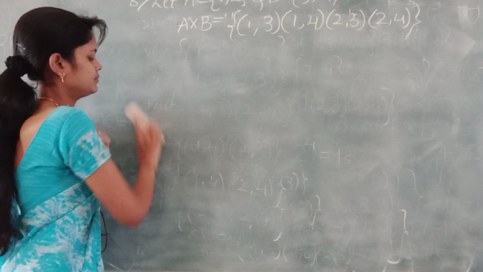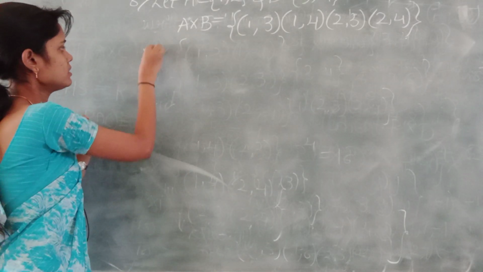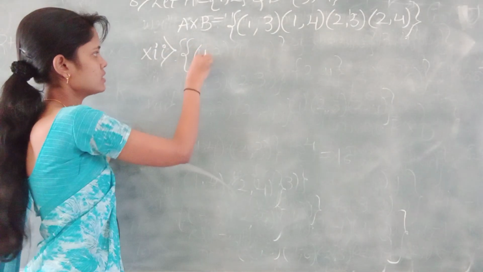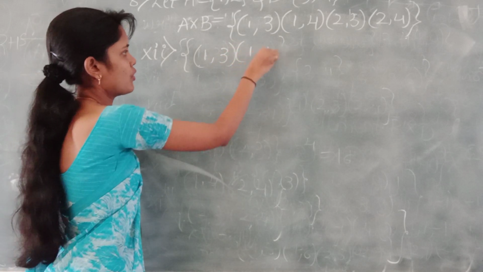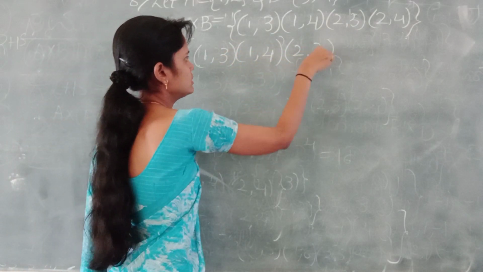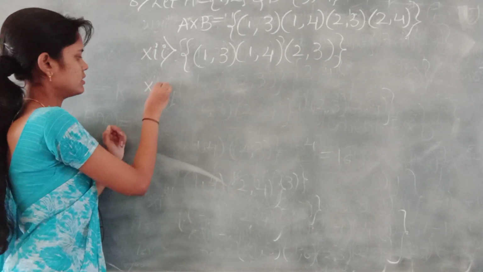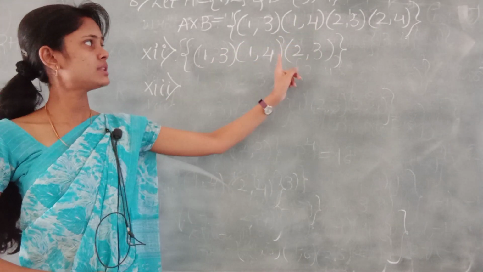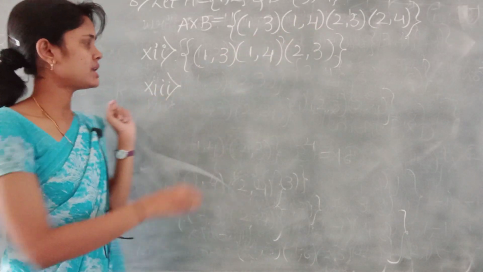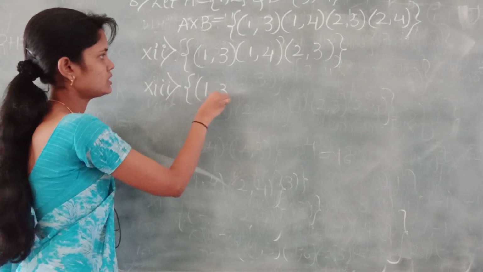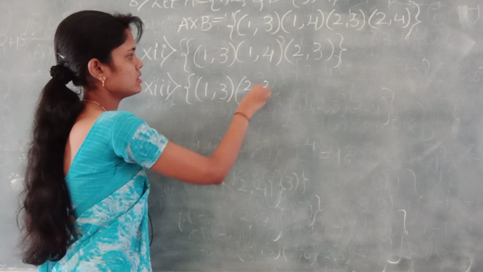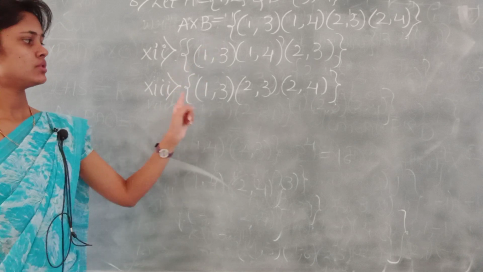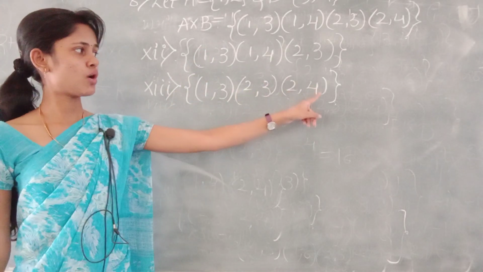Next, the 12th one, we will write the set containing 3 ordered pairs. So it is 1, 3, 1, 4 and 2, 3. So it is the 12th one. The 13th: 1, 3 with 2, 3 and 2, 4. So that is over now.